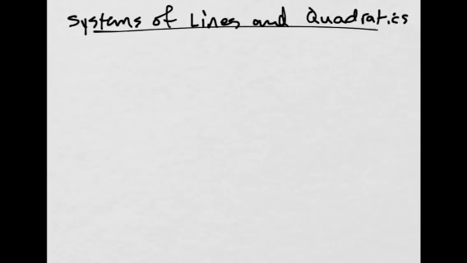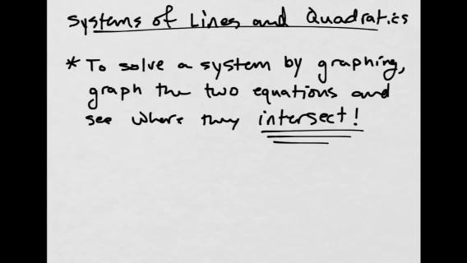Systems of lines and quadratics. What does that mean? It means we're going to have a quadratic equation, and also a linear equation, a line, and we're going to solve them by graphing. Much like when we solved systems of linear equations with two lines, the answer was where the two lines crossed, the point of intersection.